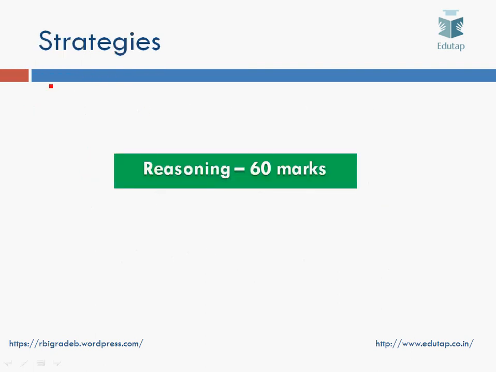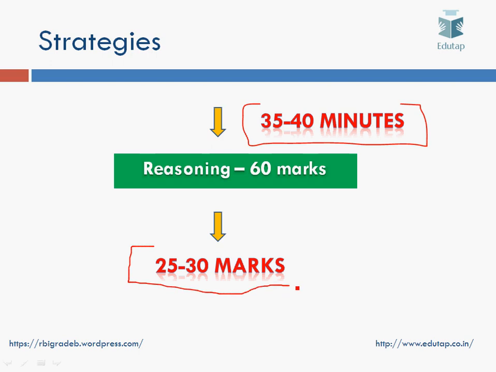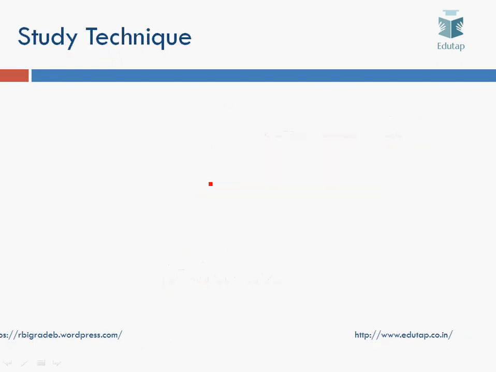Now what should be the right strategy to deal with reasoning, since it is an important component of phase 1 and it carries 60 marks? So you have to spend around 35 to 40 minutes. Don't spend more than 40 minutes on reasoning, and you have to aim for 25 to 30 marks, because you have to clear the sectional cutoff, plus you have to clear the overall cutoff as well. So you have to aim for 25 to 30 marks in the reasoning section, and you have to devote around 35 to 40 minutes maximum on the reasoning part.